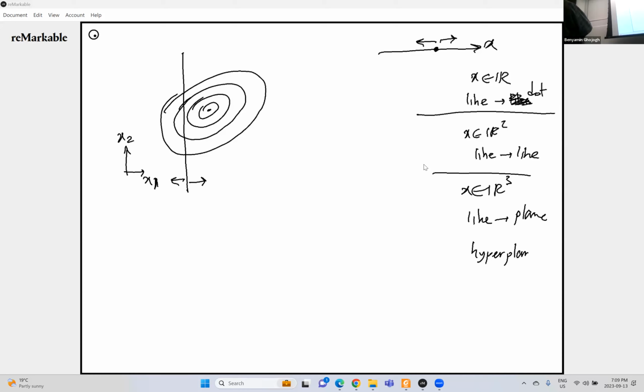Don't be scared by the name hyper. Whenever mathematicians want to say that it's in higher dimensions and we can't visualize it, we need to imagine it, they call it hyper. Hyperplane, hypercube, hypersphere. A hypersphere is a sphere in higher dimensions. So here, in general, it's a hyperplane, and in this case, it's a line.